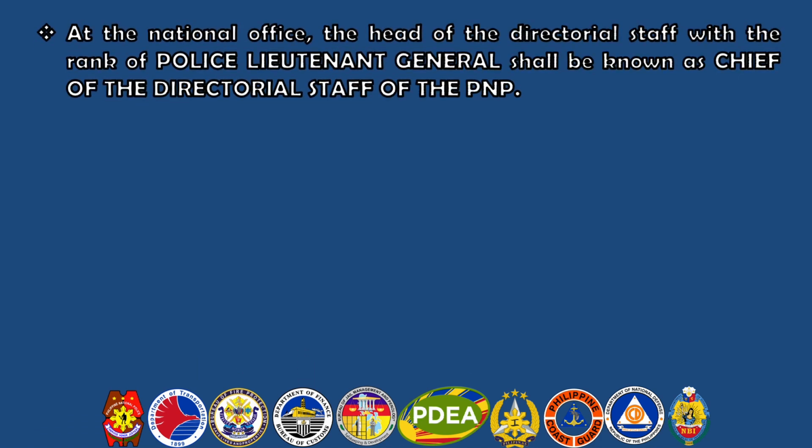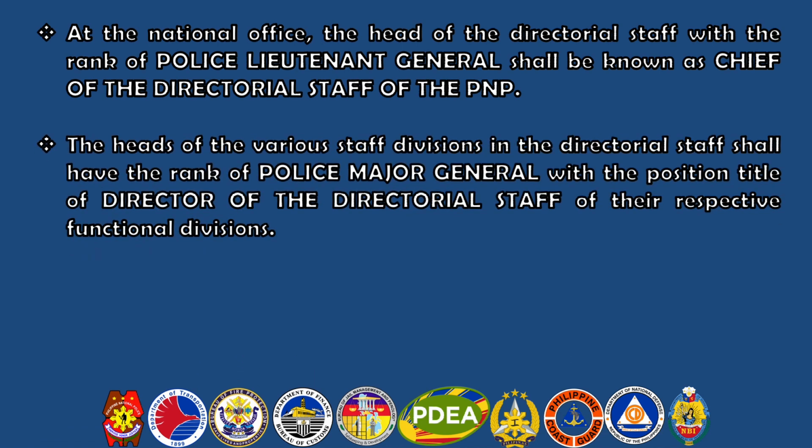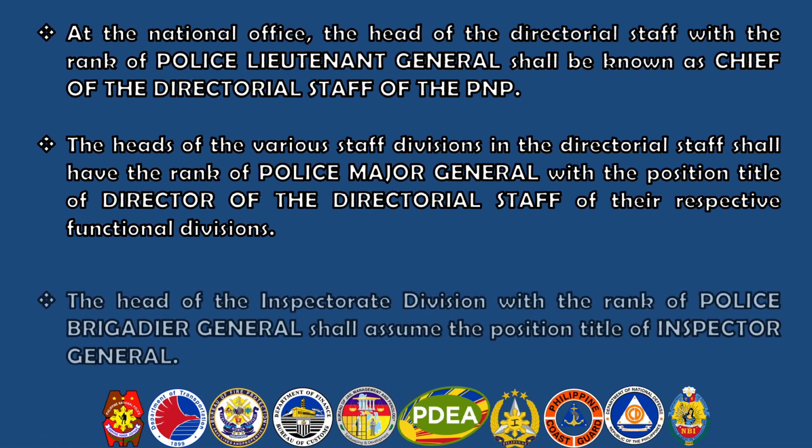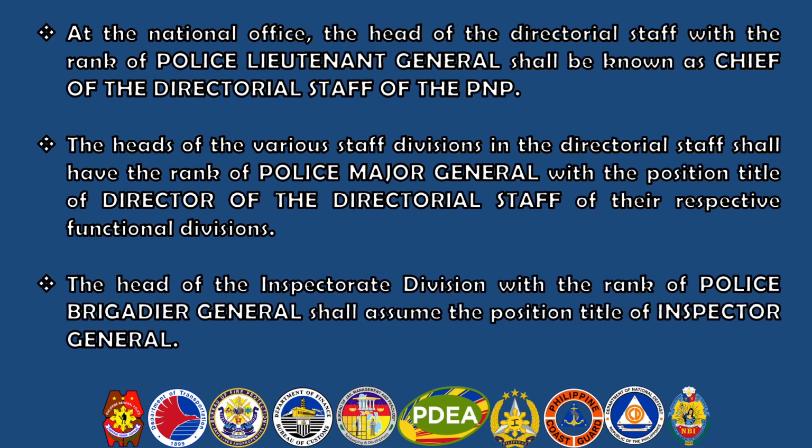At the national office, the head of the directorial staff shall be a Police Lieutenant General with the position of Chief of the Directorial Staff of the PNP. The heads of the various staff divisions in the directorial staff shall have the rank of Police Major General with the position title of Director of the Directorial Staff of the respective functional divisions. The head of the Inspectorate Division with the rank of Police Brigadier General shall assume the position title of Inspector General.